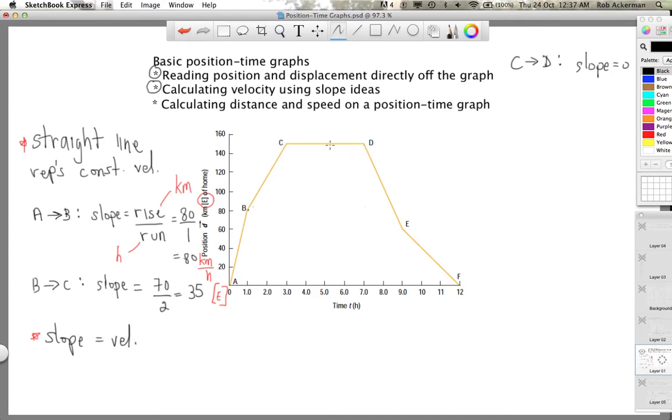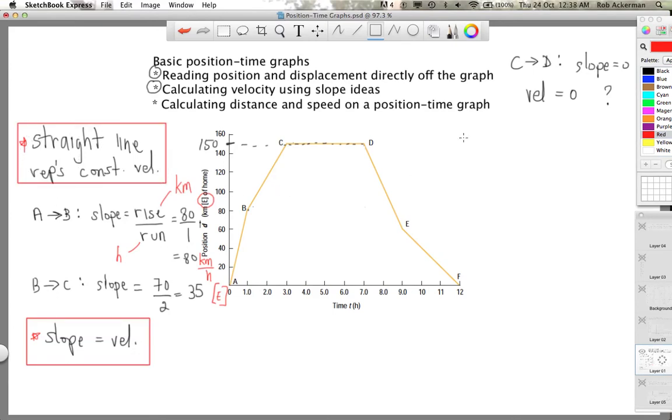in a horizontal line. And therefore, that would mean that the velocity is 0. Is that the case? Well, let's look at the position once again. The position is about, let's say, 150 kilometers east of home. And yeah, sure enough, as the time goes by, the position is not changing. So it really does seem to be true. Slope is velocity on this kind of graph. And as I mentioned before, a straight line represents a constant velocity.